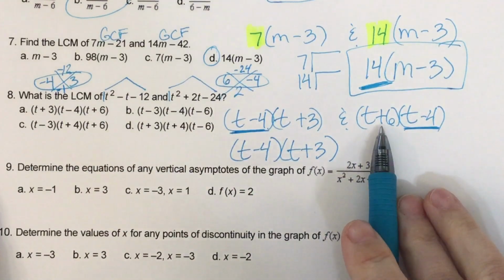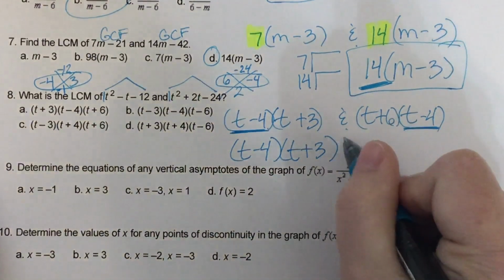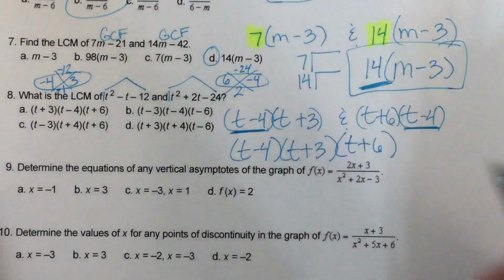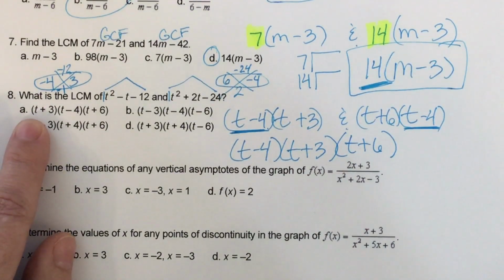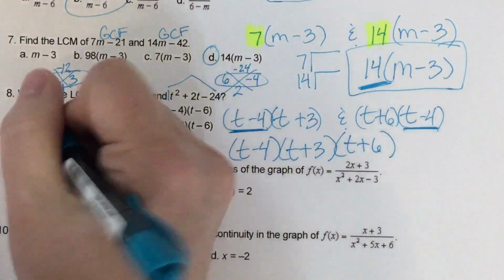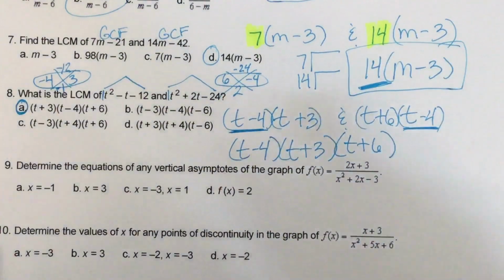And t plus 6 is a factor. It happens only one time ever. So I need it one time. And this would be my least common multiple, which is A. So A has it written in a different order, but it says the same thing as what I have.